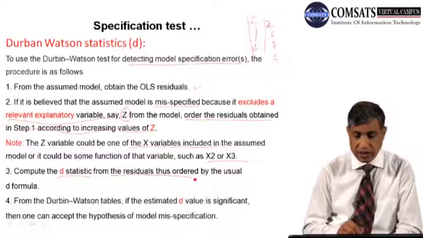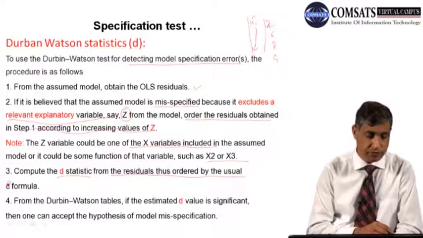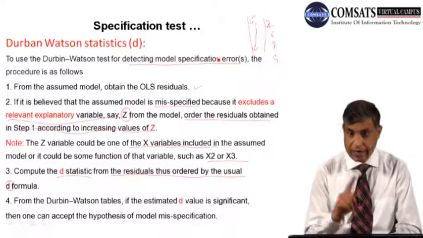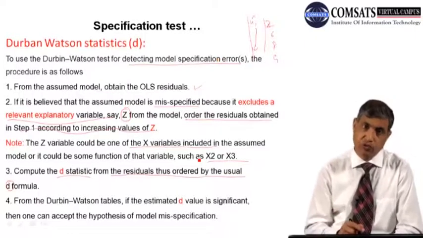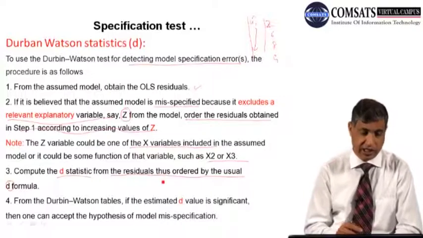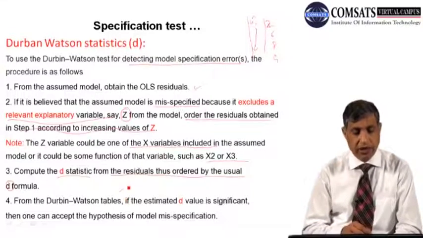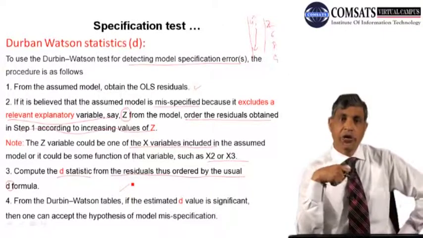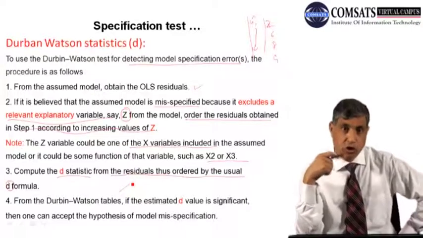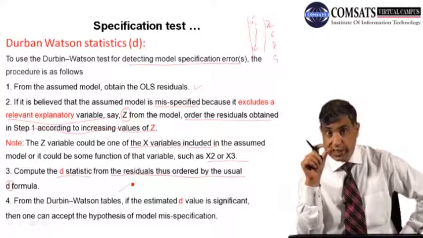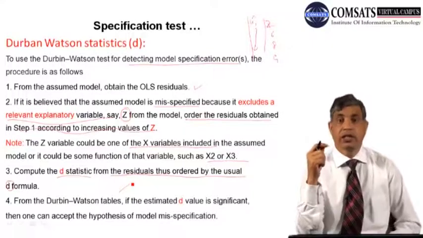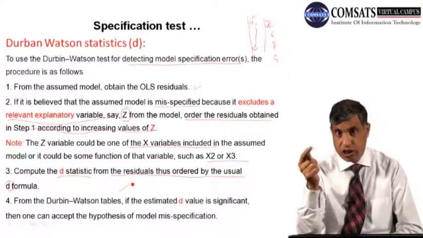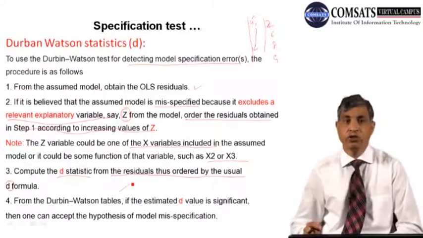From the residuals thus ordered, compute D by the usual D formula. From these residuals you will go to the formula, and by these two series you will be able to find the D statistic. Now from the Durbin-Watson tables, there is a table in any statistical book, or quantitative technique books if they deal with the more critical issues of statistics, like probability or distributions: F distribution, t distribution, chi-square distribution, normal distribution, and so on.